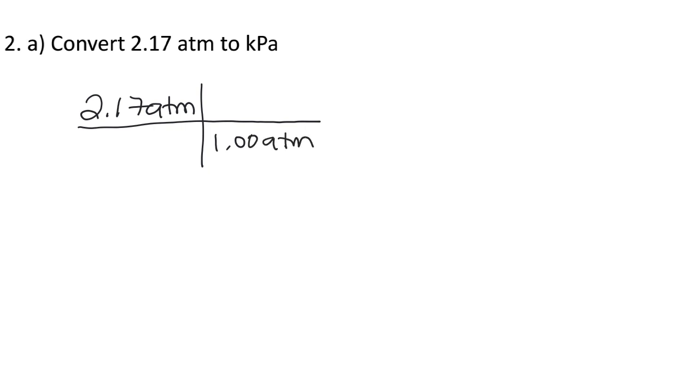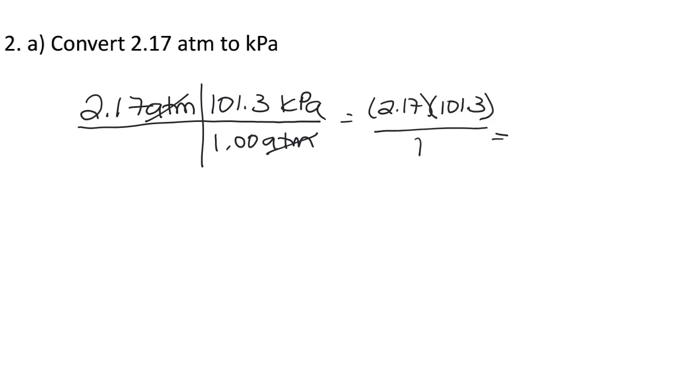Okay, we're going to convert 2.17 ATM to kPa. We're going to use our picket fence first. So 2.17 ATM, and 1.00 ATM goes on bottom, and 101.3 kPa. So this is 2.17 times 101.3 divided by 1, and that gives me 220 kPa for my answer.